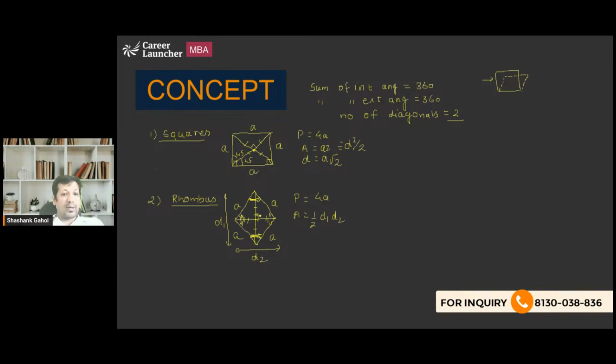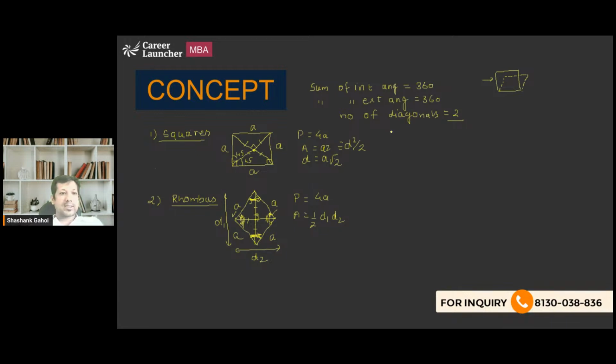Opposite angles are equal and adjacent angles are supplementary, which means this angle plus this angle should be equal to 180 degrees. So if this is 60, then this angle is going to be 60, this should be 120, and this will also be equal to 120 degrees. So that is all about the property of rhombus. Okay, so this is a rhombus.